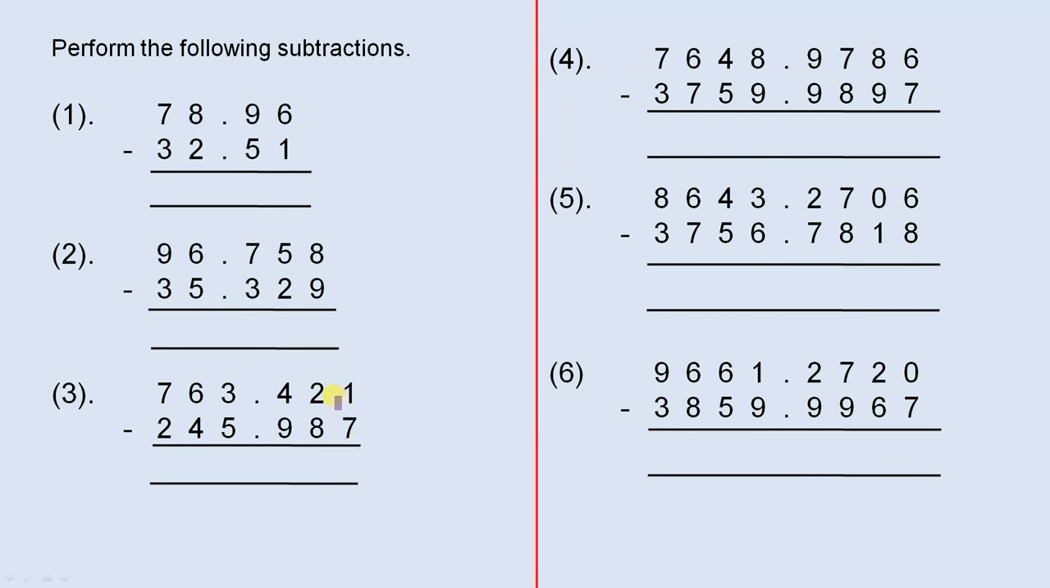Having said that, you go through and you perform the trading in a similar manner as if these were whole numbers. Because they're decimals, that's not the units column or the ones column. That's not the tens column. That's not the hundreds column. I've already said what the values are.